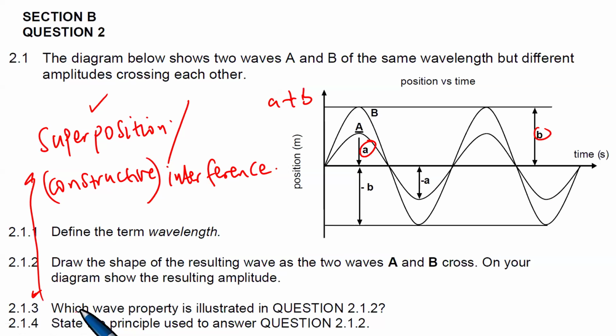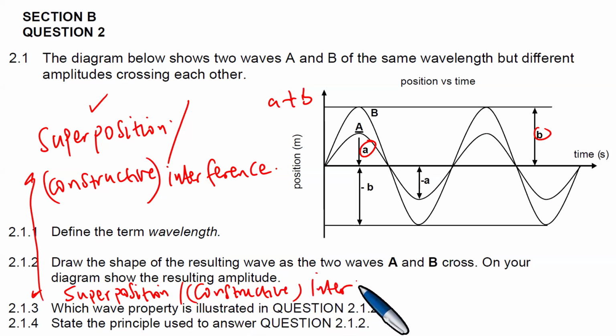So that is the wave property. The wave property in 2.1.3 is what you call superposition, and superposition has to do with constructive interference. Why is it constructive interference? Because these two waves are in phase. How do we see that they're in phase? They're in phase because you have crest, crest, trough, trough, crest, crest, trough, trough.